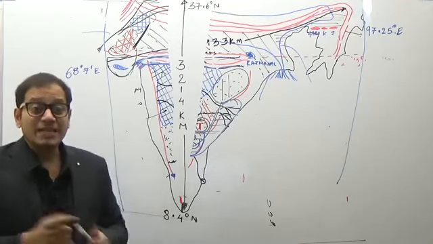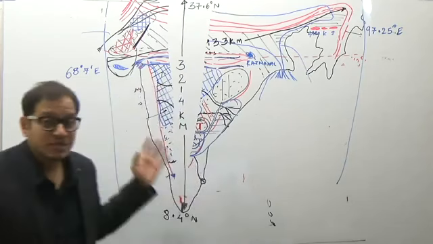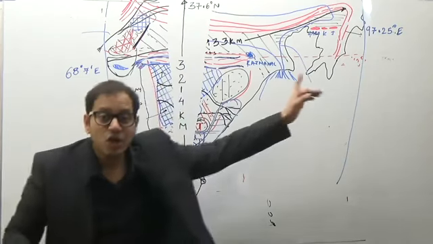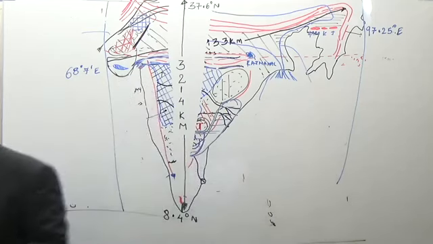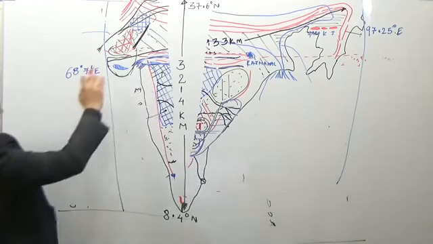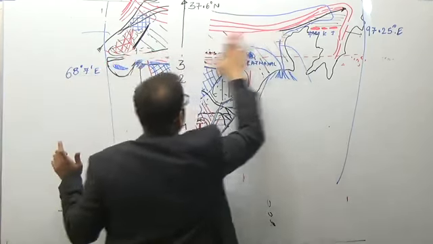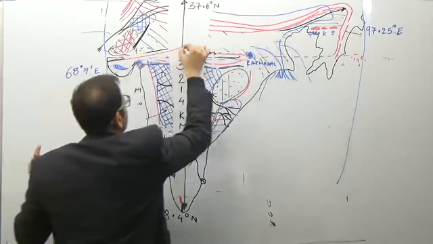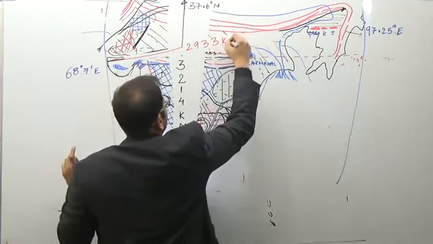Now let us look at the east-west extent of India. The east-west extent of India is from 68.7 degrees east to 97.25 degrees east. Now it lies for a distance of 2933 kilometers.